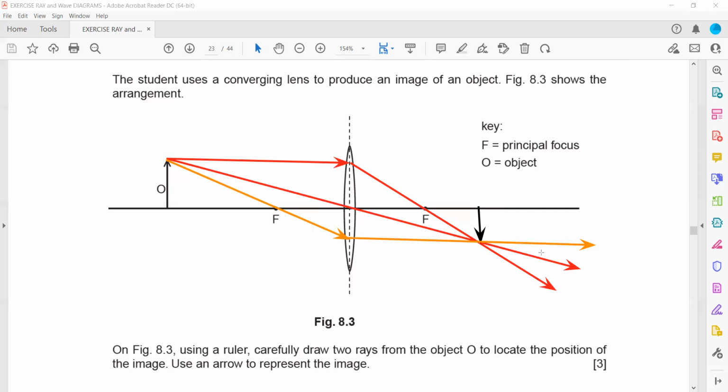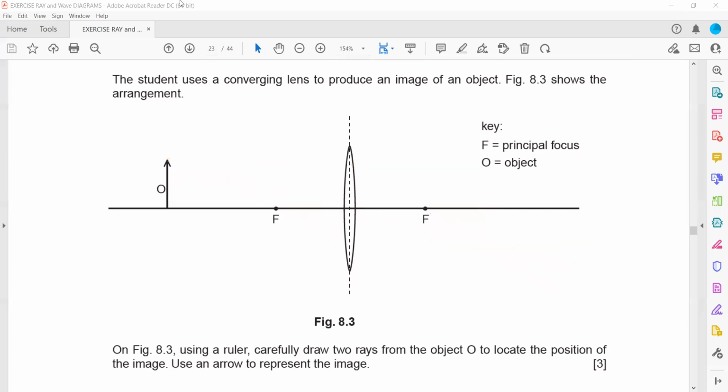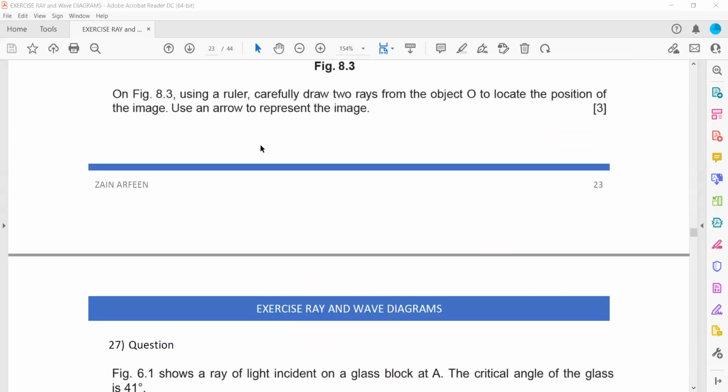So, but we need only two of them to draw the image formed by this convex lens. This image will be a real image. It will be inverted, and according to the size, it is small in size compared to the object.